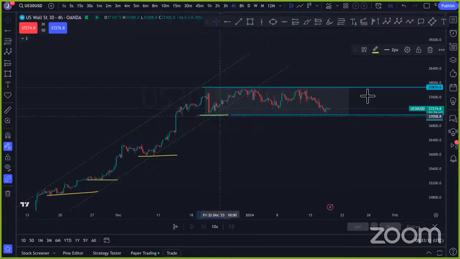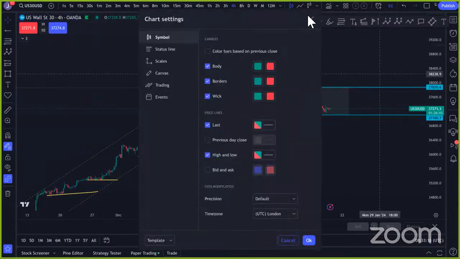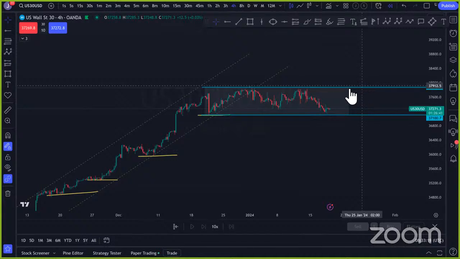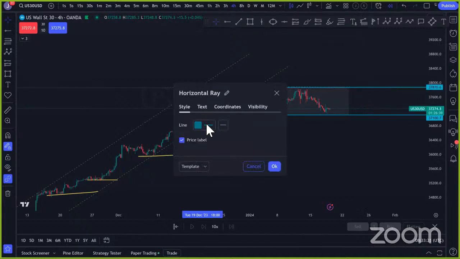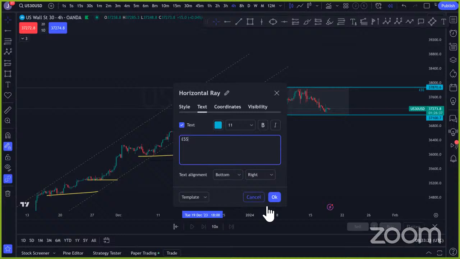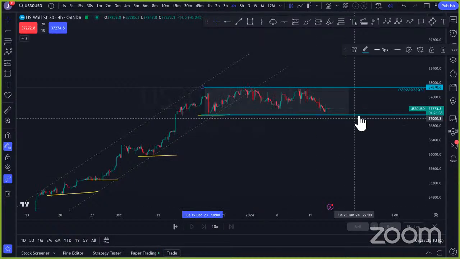All right, let me put some text in here. Let's double click our line. Over here, this is how I represent liquidity. I just go like that and I tap these buttons here. And I tap these buttons here.